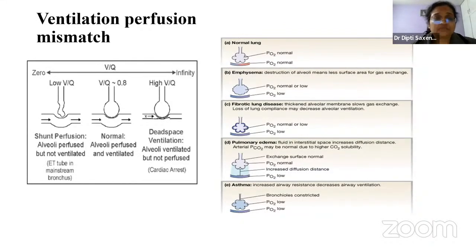The other side of the picture is the high ventilation-perfusion ratio, where dead space ventilation occurs because alveoli are ventilated but not perfused. This is what we see in cardiac arrest, in hypotension, embolism. There is ventilation but no perfusion. Now, the adjacent picture shows the various diseases in which we see ventilation-perfusion mismatch: emphysema, fibrotic lung, pulmonary edema, and asthma. The important thing is that in pulmonary edema, the fluid in the interstitial space increases diffusion distance. So arterial PaCO2 may be normal due to higher carbon dioxide solubility, but because of the increase in diffusion distance, there is low oxygen.